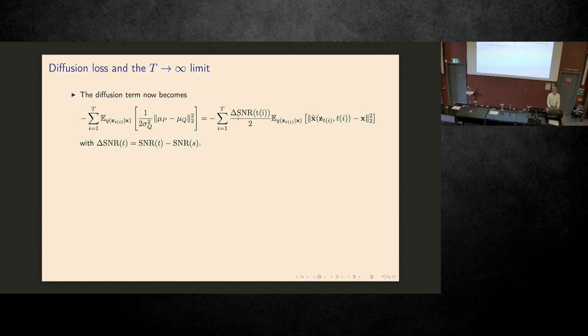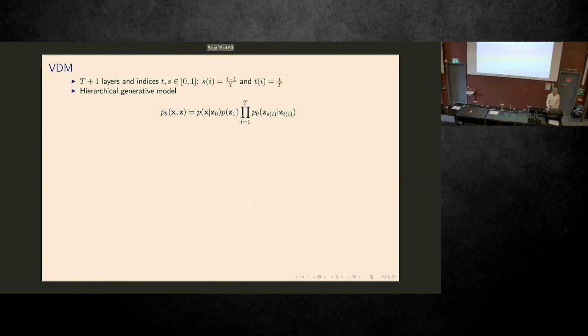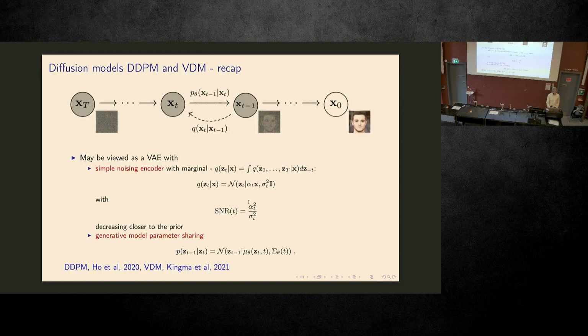And you can see now that, as a weighting factor in front of all these T terms, it depends on the change in the signal to noise ratio. I didn't define that, but I had it on the previous slide, so let me just go back. The signal to noise ratio is this quantity: the coefficient in front of x squared divided by the noise variance.